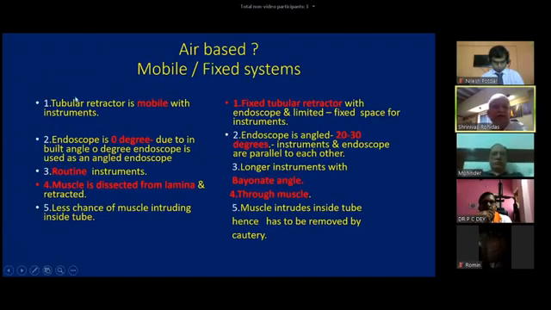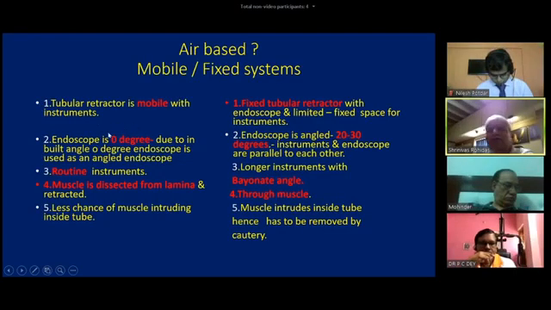Now this is the difference between the mobile tubular retractor and the fixed tubular retractor. In mobile, the tubular retractor is mobile. In fixed, it is fixed with the scope holder or the tube holder. In mobile, we have to use a 0 degree endoscope. In fixed, we have to use a 20 to 30 degree endoscope because the instruments and the endoscope go parallel to each other. In mobile, we can use routine instruments.